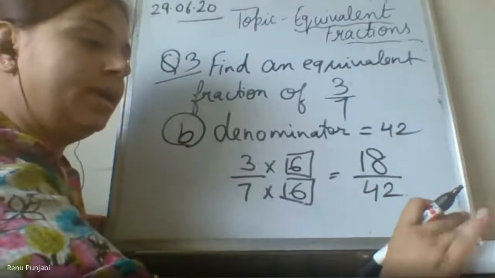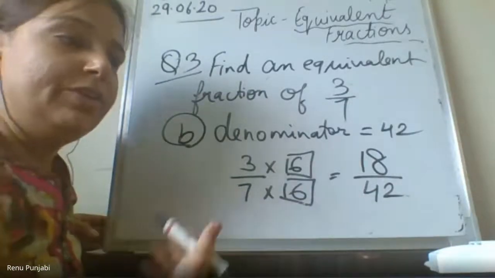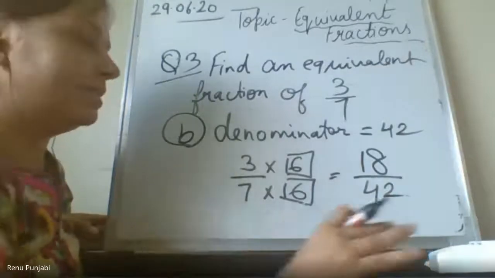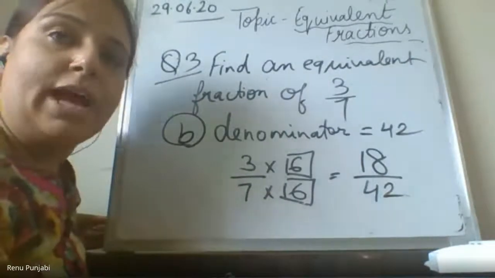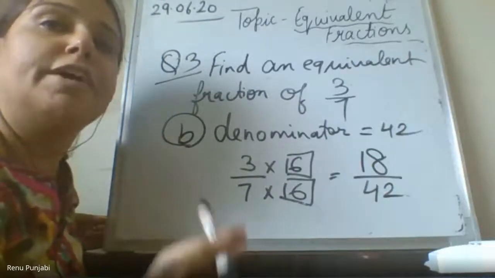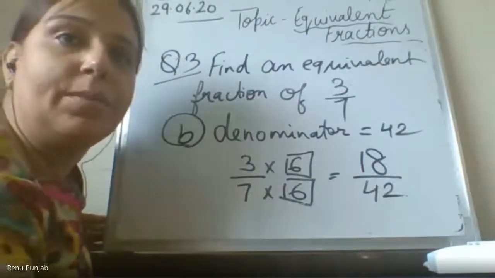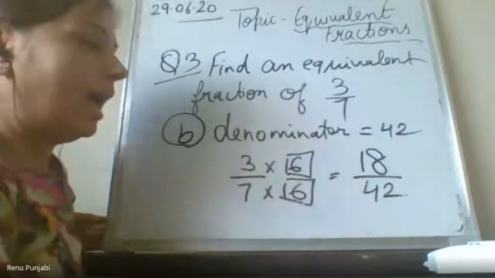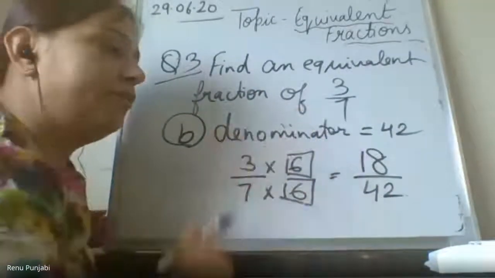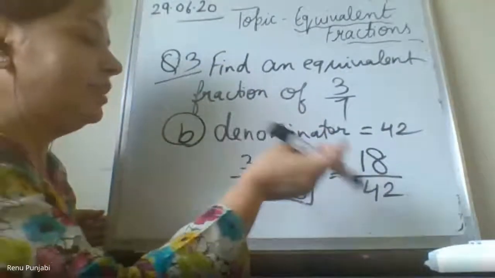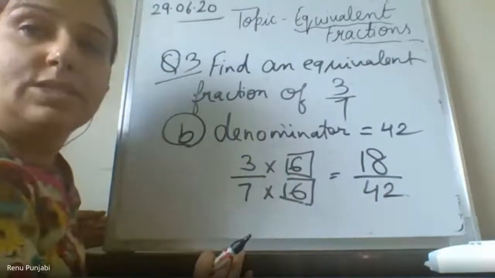So this way we have found the equivalent fractions with different concepts. We have learned how to write 3 more fractions, and how to write 5 more equivalent fractions by multiplying the numerator and the denominator with the same number. And we have found the equivalent fractions from the given values. If the denominator is given and the numerator is missing, then you have to find it this way.